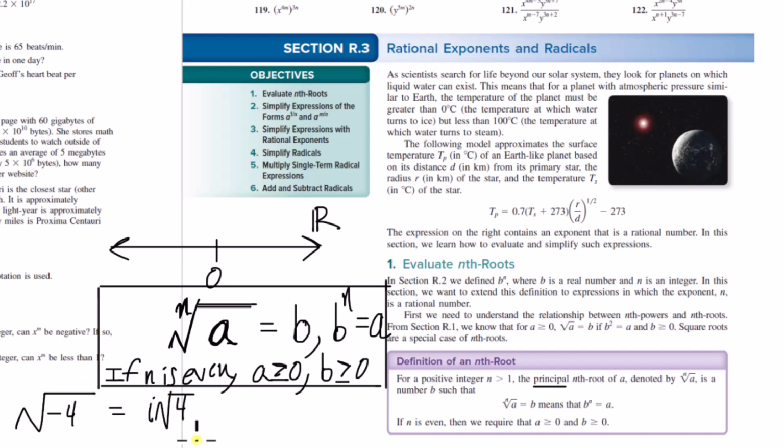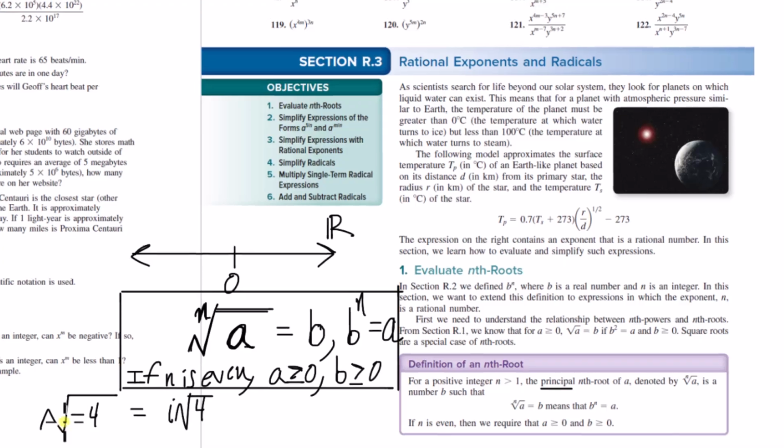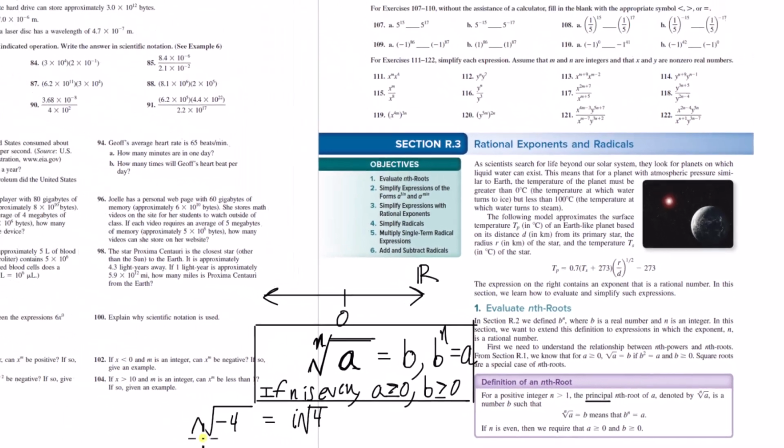But again, I just want to stress, in this entire course, in this entire algebra textbook, this is as far as we're going to go when it comes to radicals and complex numbers. A negative number under a square root radical is as far as we're going to go.